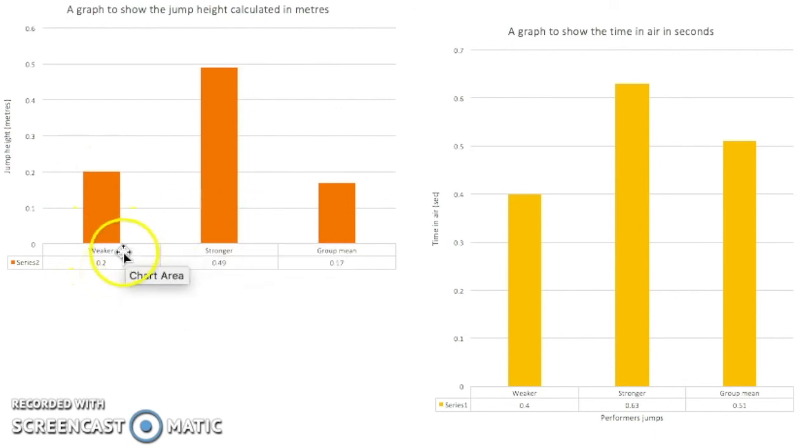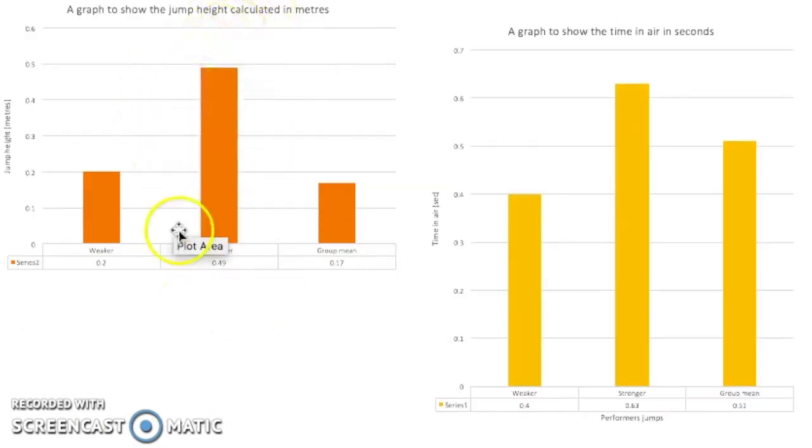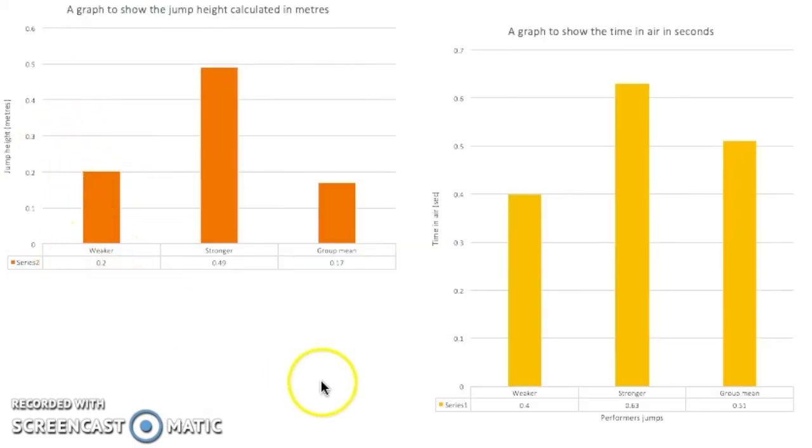So comparing the two, the difference between the scores is 0.29 centimeters. And then compared to the group mean, the performer had a greater score of 0.3 more. All the different aspects involved just contribute to the jump height, which is why the stronger performer on all these different factors scored better, meaning and adding up to them having a greater jump height and a greater time in the air, as the weaker performer didn't do so well on acceleration, mean power, etc., meaning that they didn't jump as high, and also meaning they had less time in air in seconds.